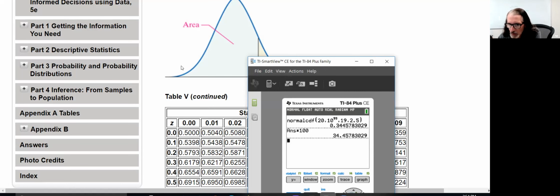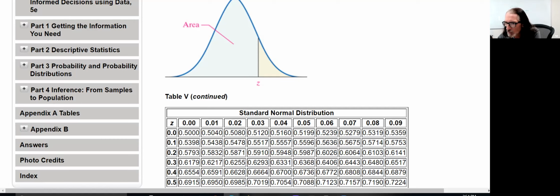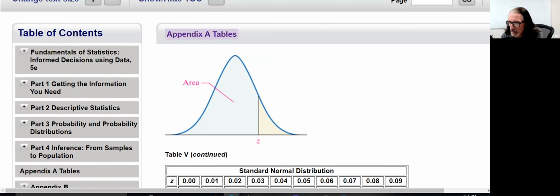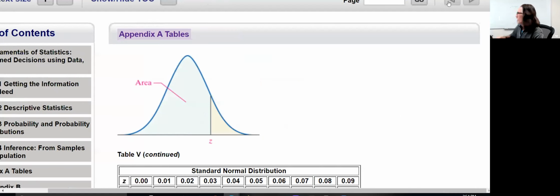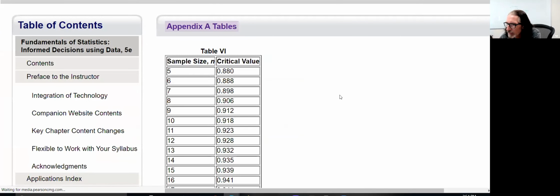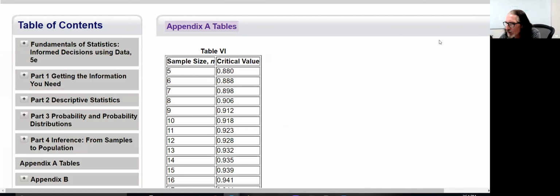The other option, you don't want to mix these two, but the other option would have been to use the negative of that z-score, which would, by symmetry, mean that we're going to the left. Went the wrong way. Just a moment.